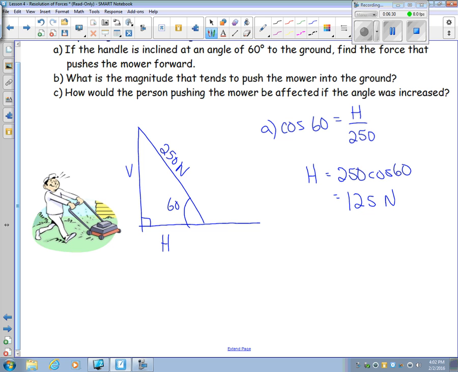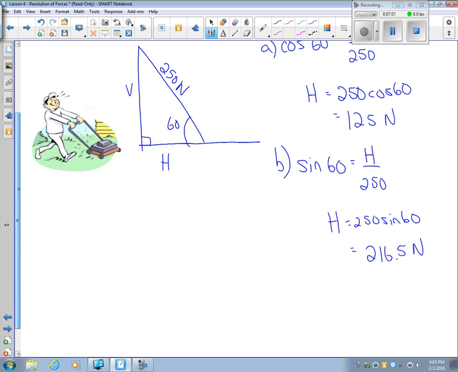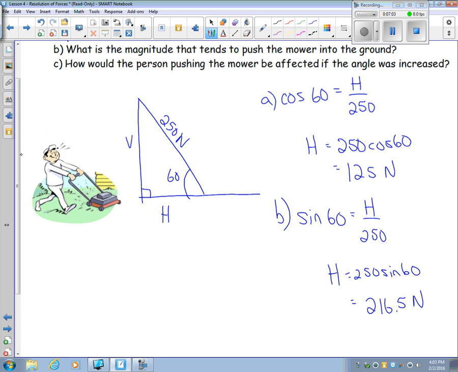Okay, what's the magnitude that tends to push the mower into the ground? That would be your vertical force, right? Keeps the thing on the ground. Using sine this time. So sine 60 equals h over 250. Cross multiply, 250 sine 60. And 250 sine 60 comes out to 216.5 newtons. And a lot of force being used just to keep the lawnmower on the ground. To pushing it into the ground. Is that an effective tool? I don't know, right?